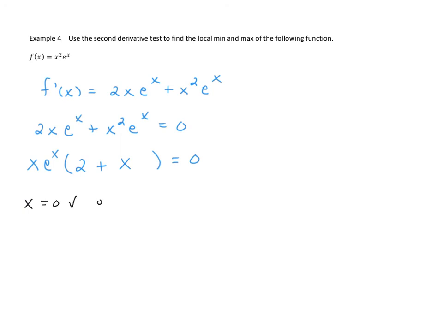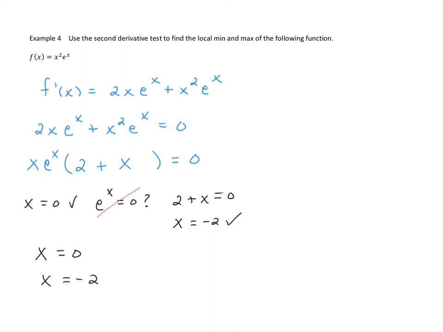Great. Where is e to the x equal to 0? I have to check that too. And the answer is nowhere. The function e to the x is an exponential function. It's always positive. It's never 0. That won't include any critical points. But where is 2 plus x equal to 0? That would be x equals negative 2. So there are two critical points, x equals 0 and x equals negative 2.